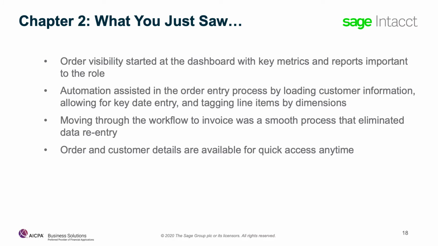Order visibility started at the dashboard with key metrics and reports important to the role. Automation assisted in the order entry process by loading customer information, allowing for key date entry, and tagging the line items by dimension. Moving through the workflow to the invoice was a smooth process that eliminated data re-entry. Order and customer details are available for quick access anytime.